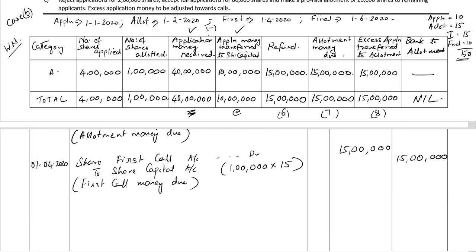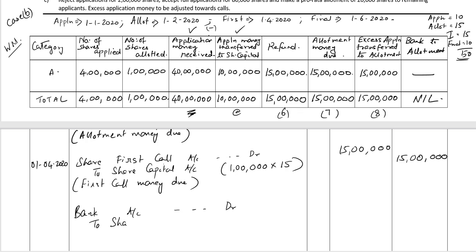Next entry is receipt of first call money, bank account debit to share first call account for the first call money received. The total amount due has been received, so we received 15 lakh rupees.